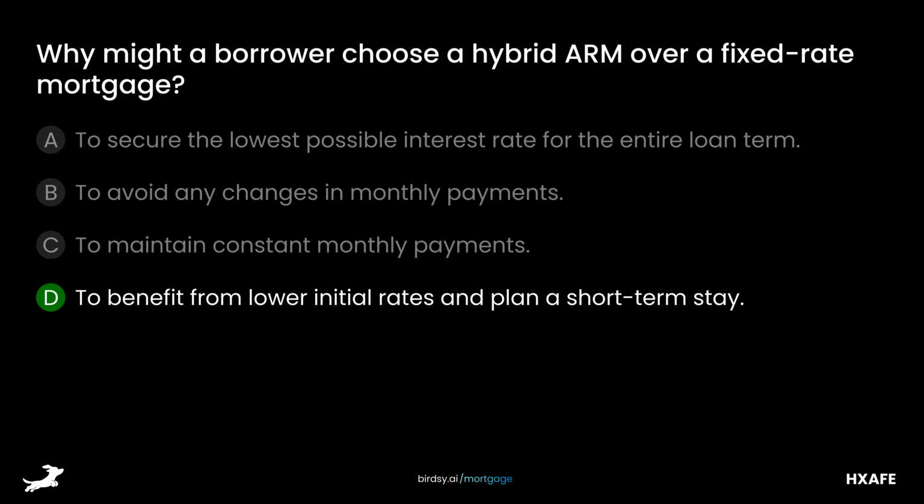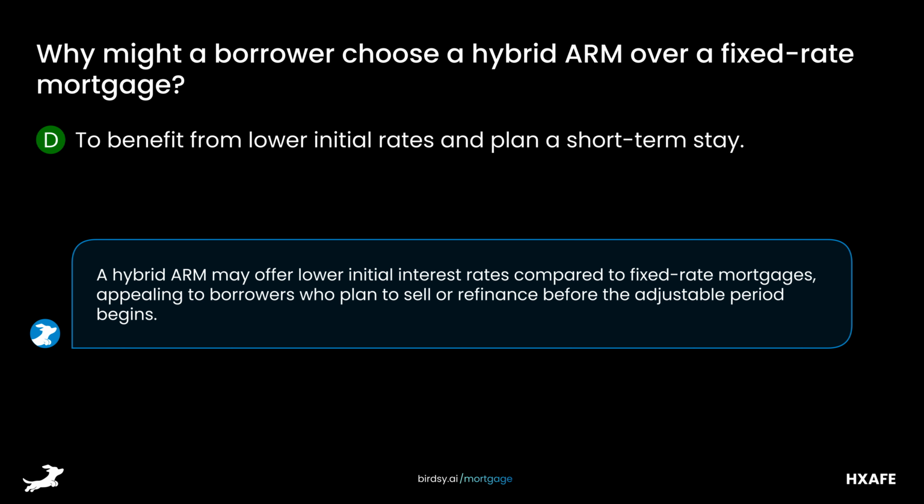The answer is D, to benefit from lower initial rates and plan a short-term stay. A hybrid ARM may offer lower initial interest rates compared to fixed-rate mortgages, appealing to borrowers who plan to sell or refinance before the adjustable period begins.